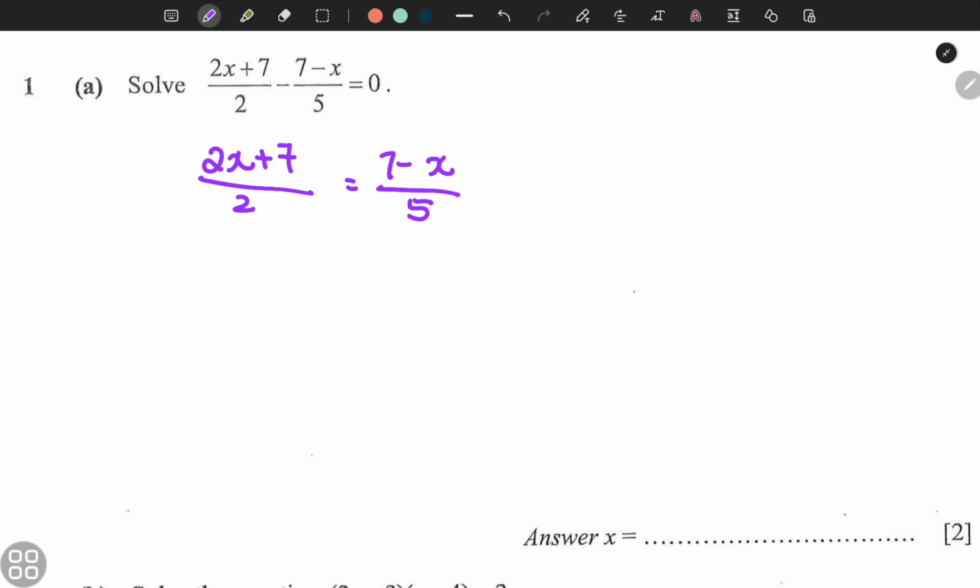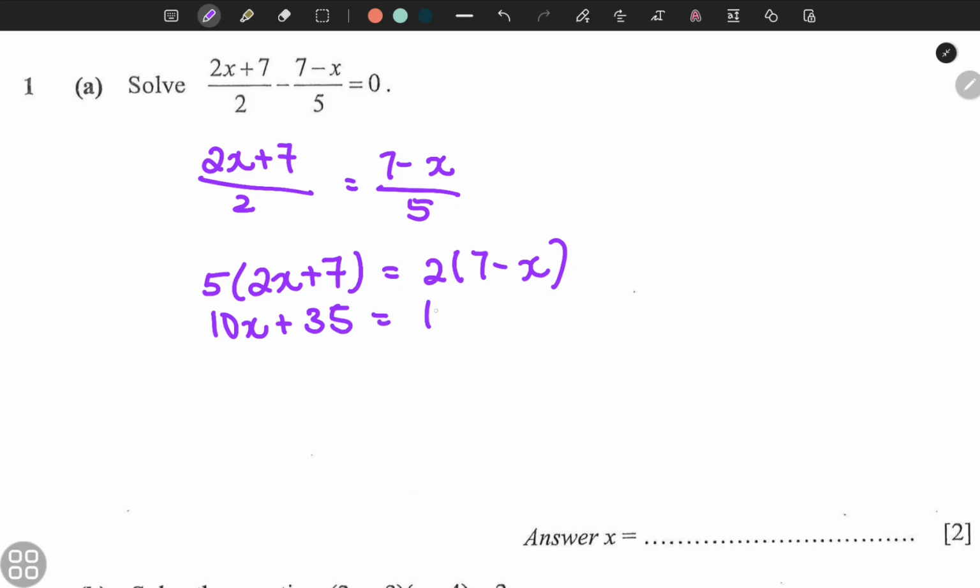And then what we can do next is cross multiplication, or in other words, multiply this entire thing by 10. So I would have 5 multiplied with 2x plus 7 on the left hand side, and 2 multiplied with 7 minus x on the right hand side. That would then give me 10x plus 35 equal to 14 minus 2x.